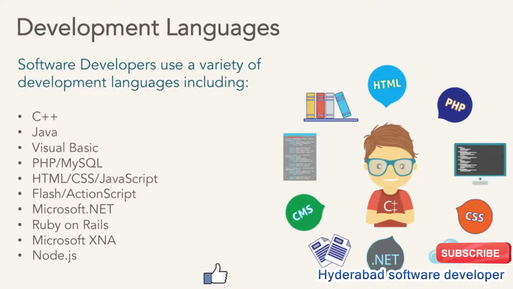You got Java, Visual Basic, another Microsoft, PHP and MySQL. Those are kind of open source platforms used a lot for websites. HTML and CSS, JavaScript, those are really website generated. Flash and ActionScript, those are actually owned by Adobe and used heavily for interactive media. Microsoft .NET, of course, used for Microsoft products, creating Microsoft solutions.